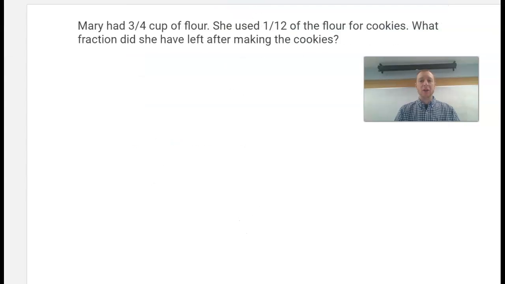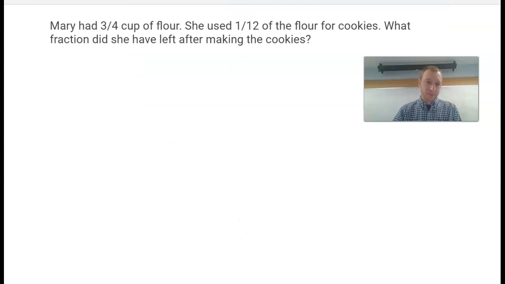All right, last one. I want you to do this one on your own. This is the problem of the day. Mary had 3/4 cups of flour. She used 1/12 of the flour for cookies. What fraction did she have left after making the cookies? So first decide, is this subtraction or addition? Then go ahead and either add or subtract, where she had 3/4 cup of flour, she used 1/12. What did she have left? That's your key word. This is also a key word, okay? Make sure you have that problem ready during your teacher center.